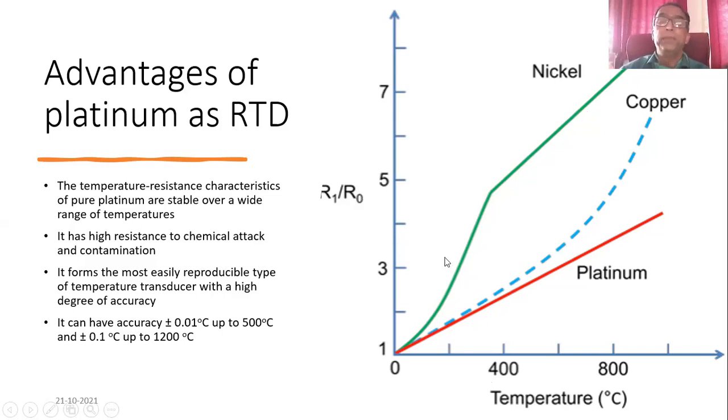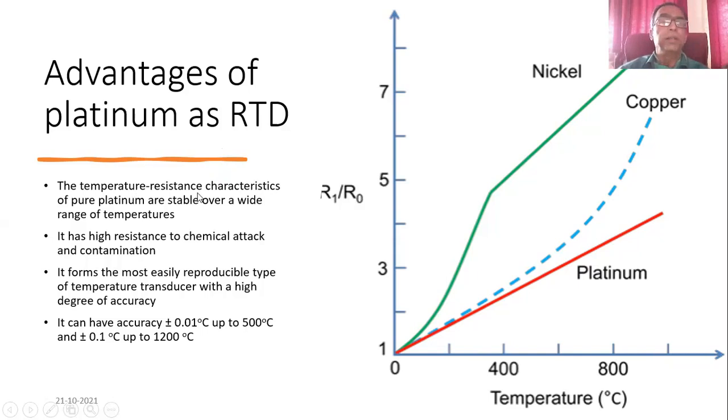Similarly, for nickel, for the initial range of up to 350 degrees Celsius, I got non-linear relationship, and thereafter, after 350, in the higher range, it provides me linear relationship. So relatively, platinum provides me fairly linear relationship between resistance change and corresponding temperature change over a wide range of applications. That's why platinum has advantages as RTD material.